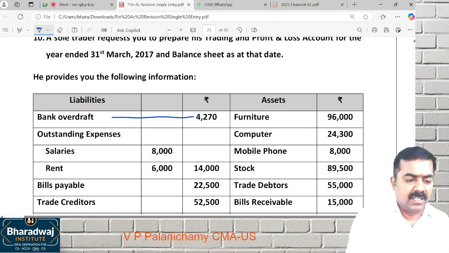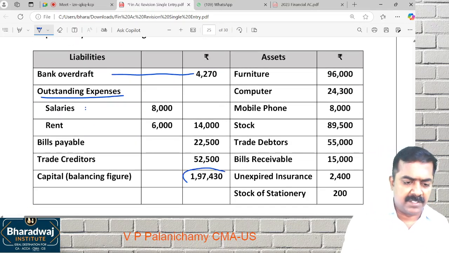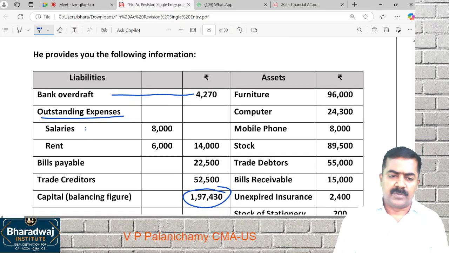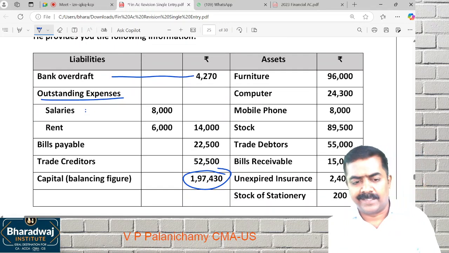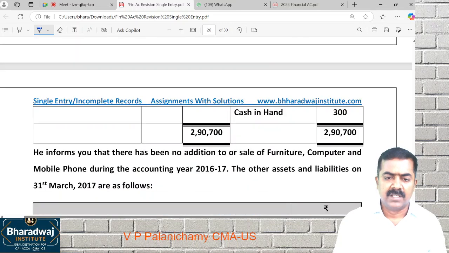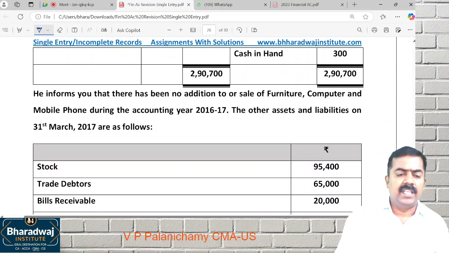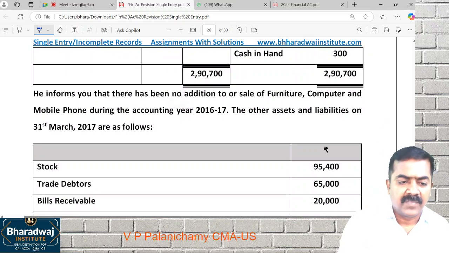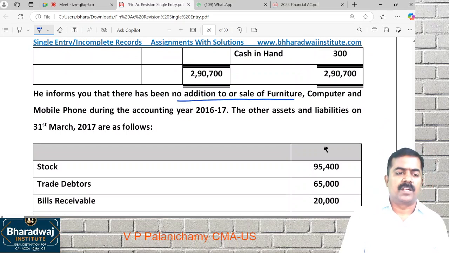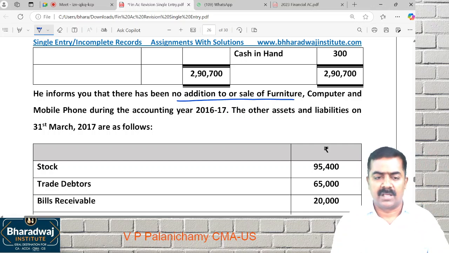Bank OD is given. Outstanding expenses, salary and rent is given. Bills payable, creditors, capital is given to us. Furniture, computer, mobile phone, stock, debtors, bills receivable, unexpired insurance given. Stock of stationery is given to us. Cash in hand 300 given. He informs you that there is no addition or sale to furniture, computer and mobile phone during the year. That is, no asset was purchased or sold.